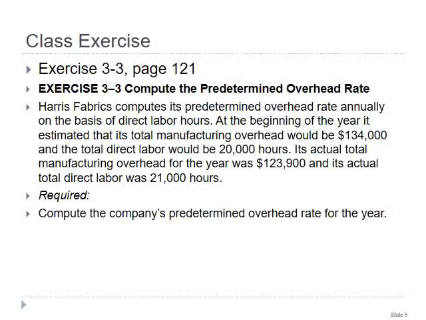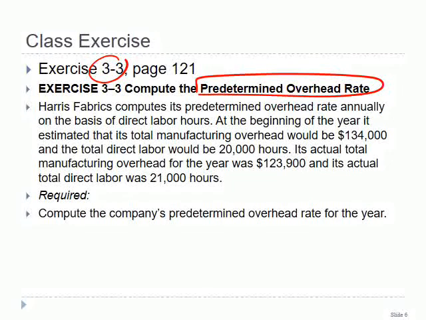In order to further clarify the predetermined overhead rate concept, I have included exercise 3.3 from the page of your book chapter 1. I'm going to give you 5 minutes to read this question, and then we're going to solve it together. Before that, try to solve it by yourself and match the answer later on. Okay, let's read it together.